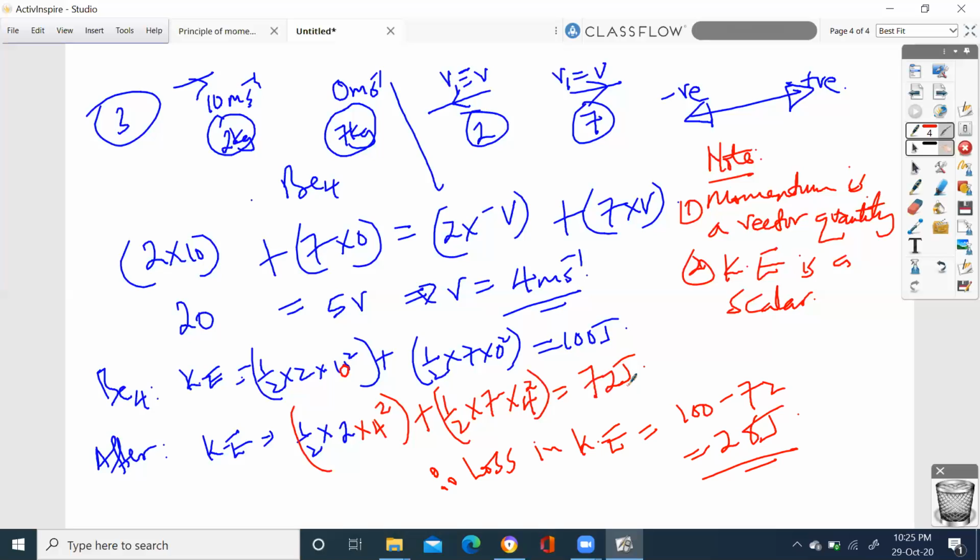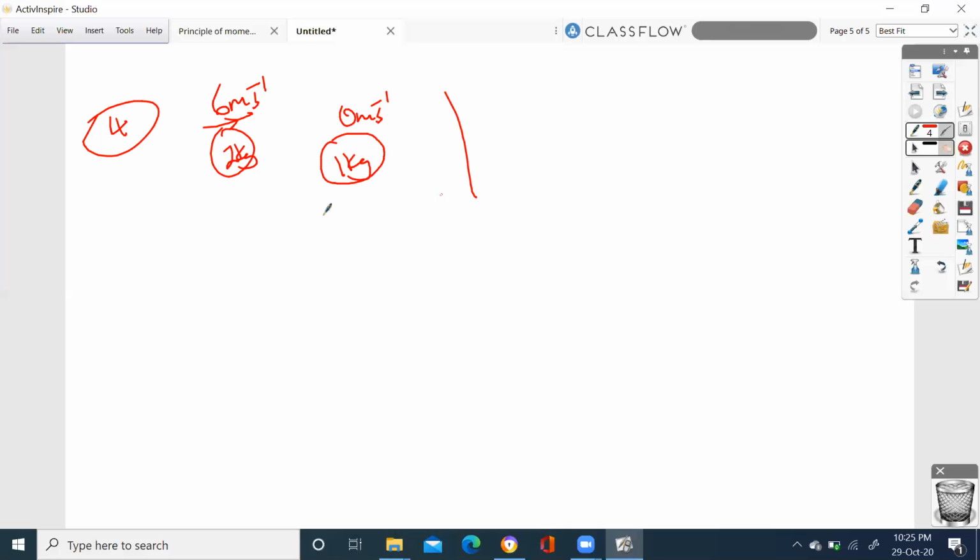All right, we move on. A 2-kilogram object moving with a velocity of 6 meters per second collides with a stationary object of mass 1 kilogram. If the collision is perfectly elastic, calculate the velocity of each object after collision. So 1 kilogram, 0 meters per second. This is before.